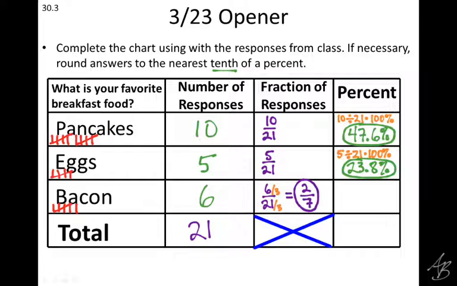The last one, we have 2 divided by 7 times 100%, or you could do 6 divided by 21 times 100%, right? Either one would be okay. So 2 divided by 7 times 100% gives us 28.57. Okay, and again, we don't need any more than that.